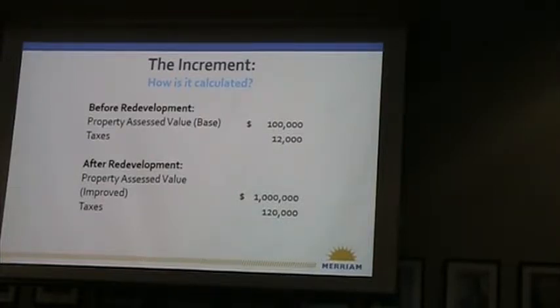So if you've got a parcel before redevelopment, property assessed value is $100,000. So this is just an example. The taxes would be $12,000. After redevelopment, after the improvements are made, you'd have a property assessed valuation of $1 million, and taxes would be $120,000.